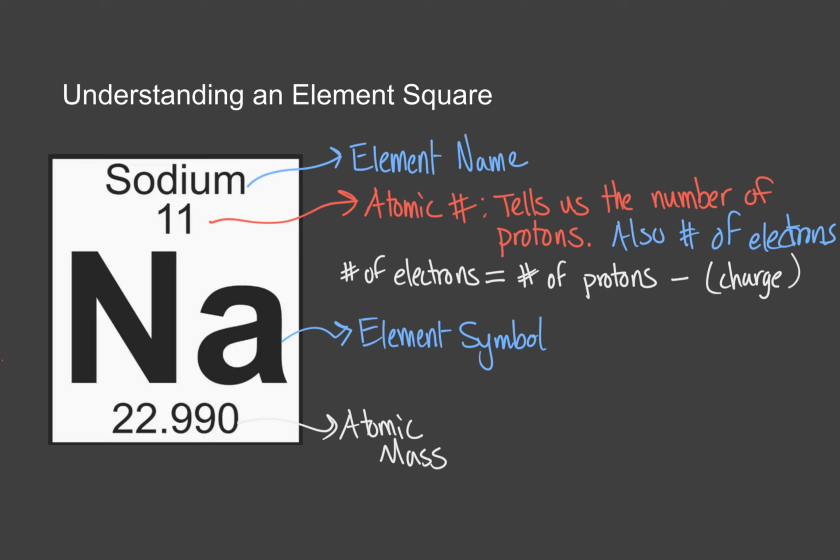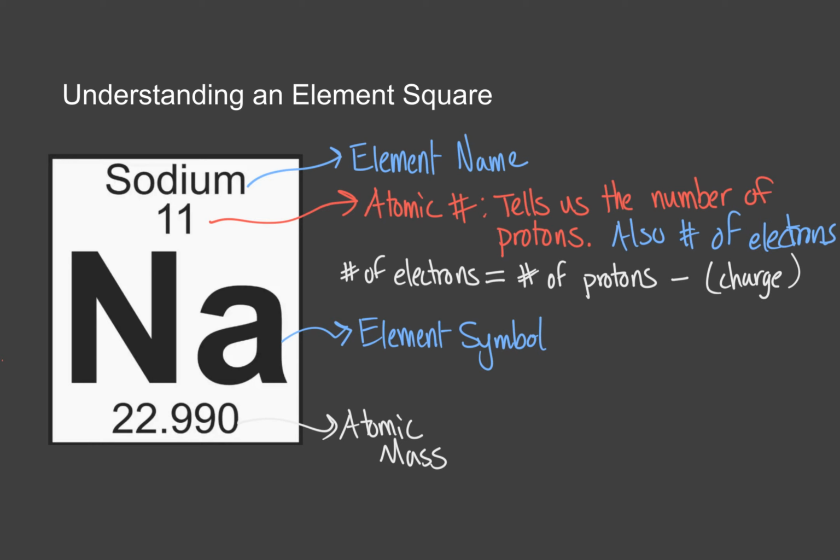So if there's no charge, the number of electrons equals the number of protons. But if there is a charge, then the number of electrons equals the number of protons minus the charge of that atom. So the atomic number, again, tells us protons and electrons because we know the charge of the atom.